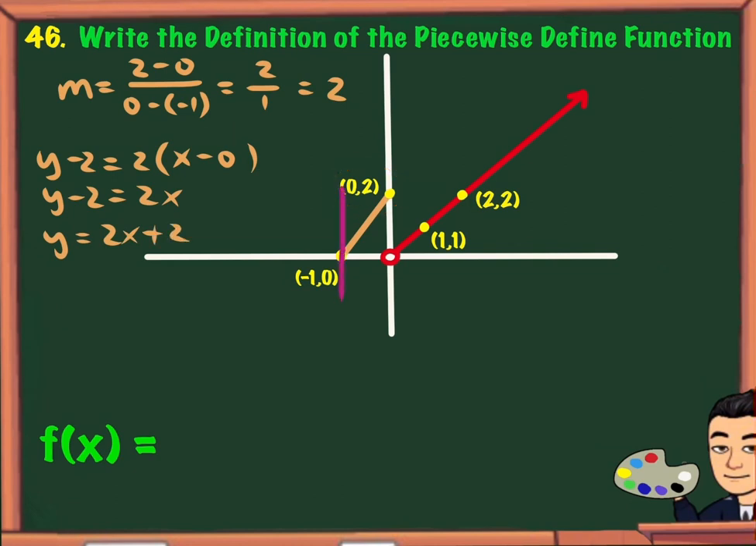So let's look at the interval of this function. So you see that x starts at negative 1 and ended at x equals to 0. So x is between negative 1 and 0. So f of x is equal to 2x plus 2, comma, negative 1 less than or equal to x less than or equal to 0.